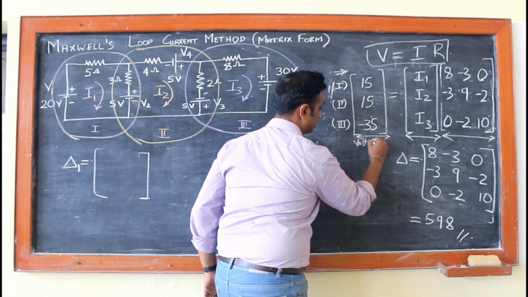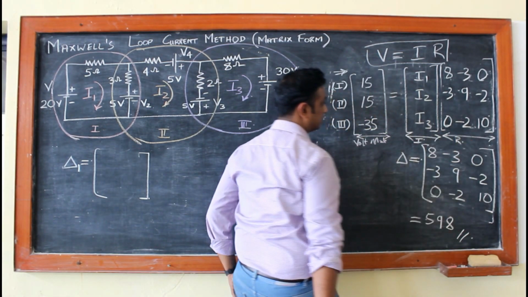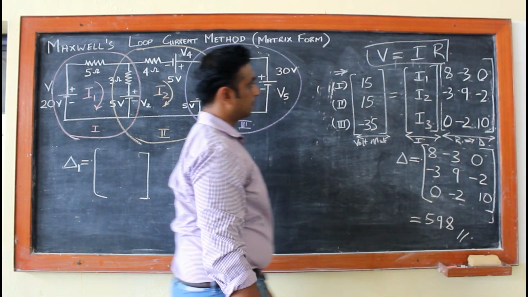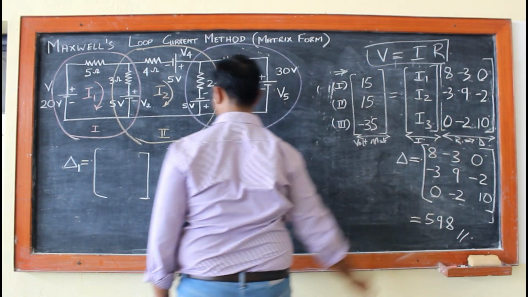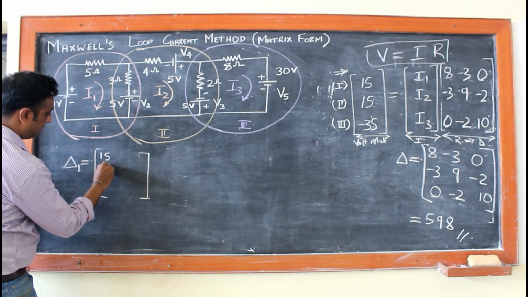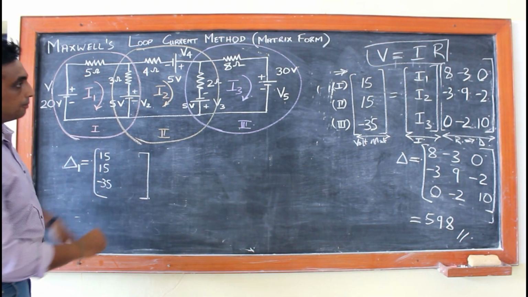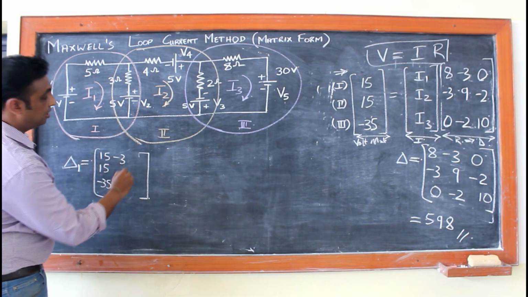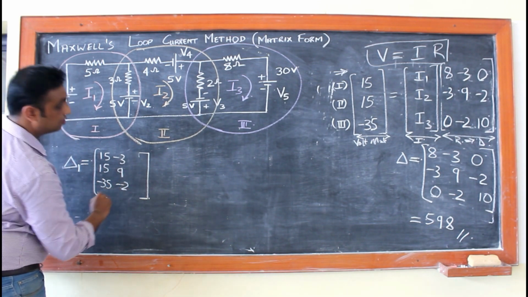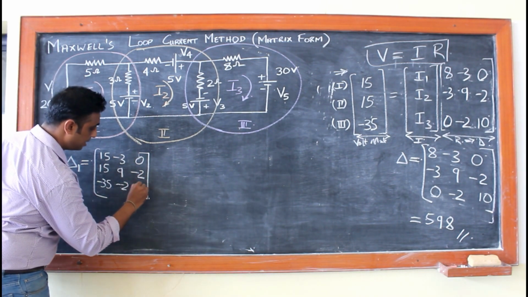Again, I'll just write this. This is your voltage matrix. This is your current matrix, and this is your resistance matrix, which is even known as delta. So I replace this first column with my voltage matrix. So I have 15, 15 and minus 35. The rest remains the same. So minus 3, 9, minus 2, 0, minus 2 and 10.